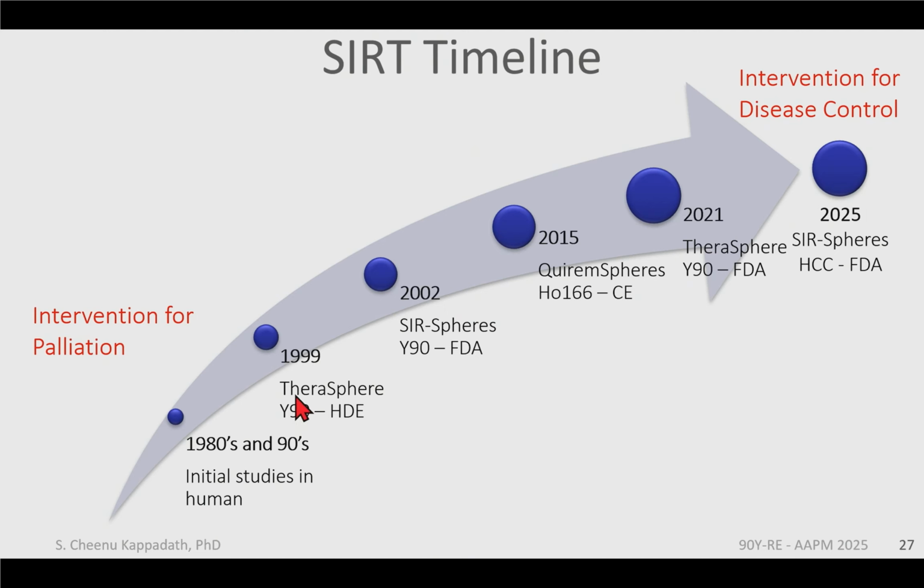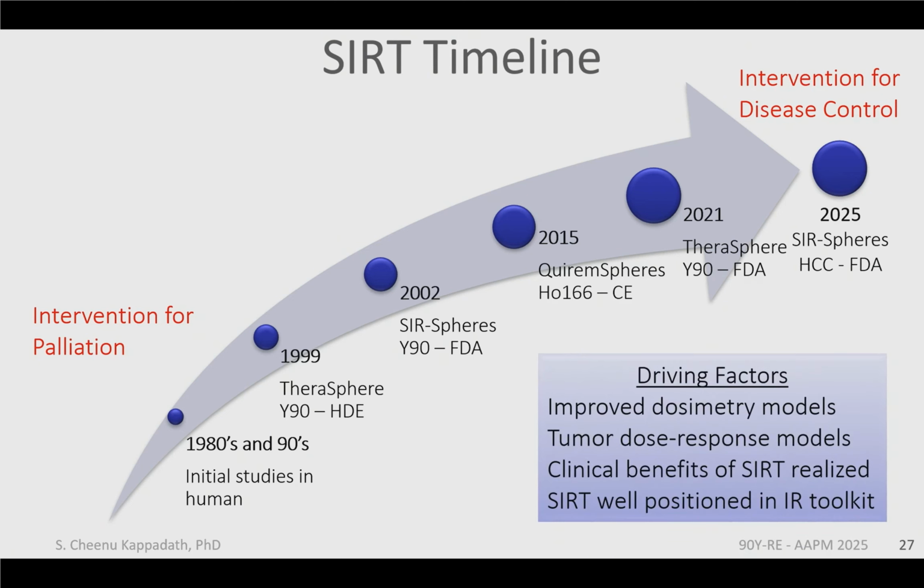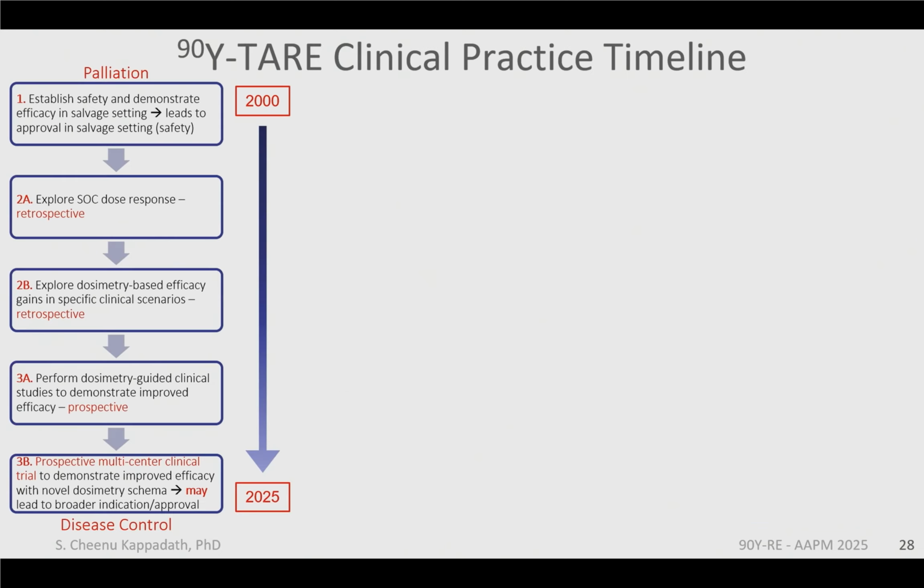And then in 2002, we have the FDA approval for colorectal cancer. There was a long hiatus, this is not to scale. And then in 2015, Quantum Spheres got the CE mark. And in 2021, the FDA gave TheraSphere approval for HCC. And in 2025, just this year, the FDA gave SIR-Spheres approval for HCC. And really, the driving factor for all of this progress has been dosimetry, right? You understand dosimetry, we understand dose response, and people are using it.